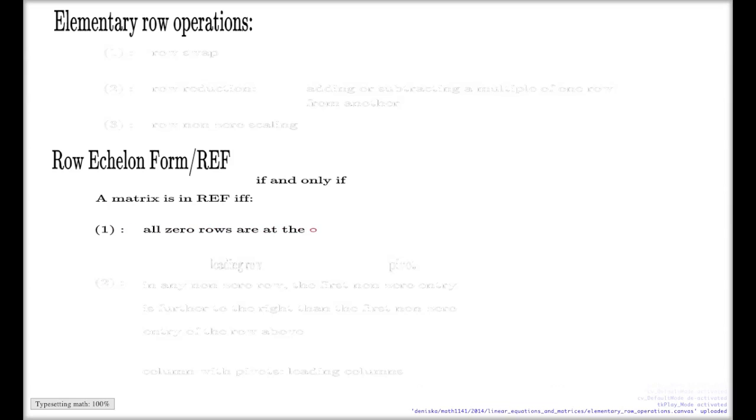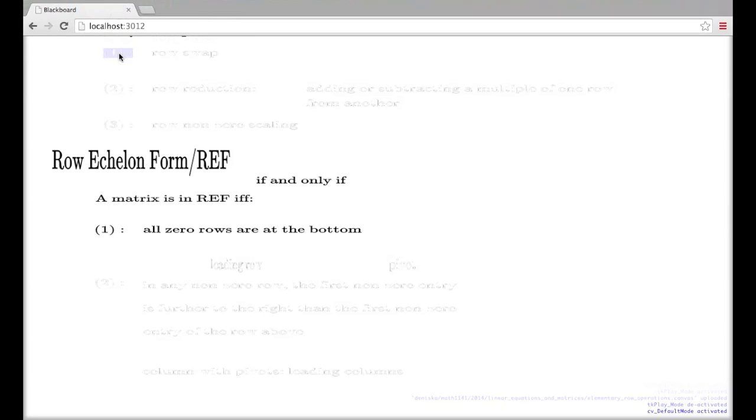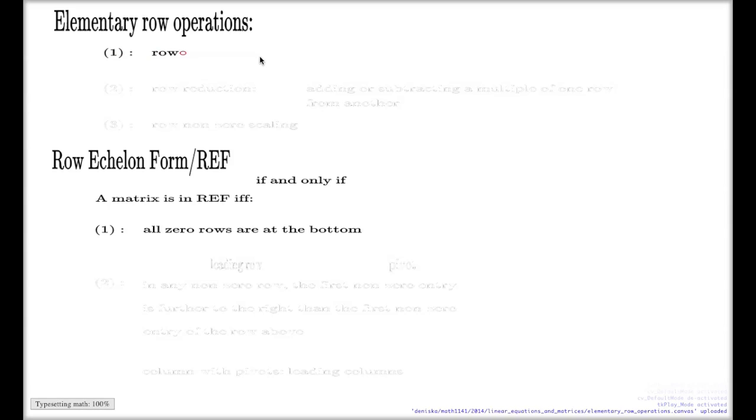All zero rows, they're supposed to be at the bottom of that matrix. If it's not so, then you have to do this. You have to achieve this stage by doing the row swap elementary operation, the first of the operations which is available to us. Row swap. If this is so, then you're halfway towards the row echelon form.